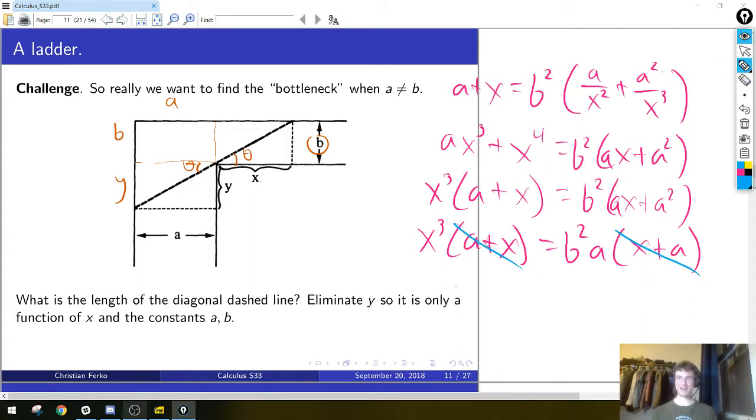All right, now I will ask you for the coup de grace. What is the value of x for which this equation is satisfied? x is the cubed root of b squared a. I don't know if this is actually correct, but it's dimensionally correct. Okay, this looks reasonable.